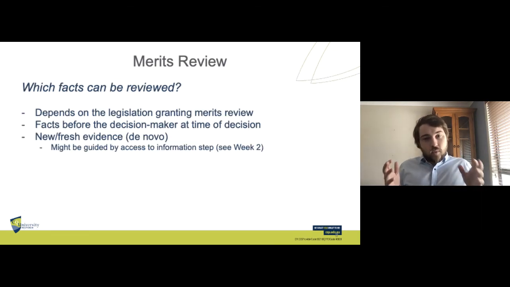So which facts can be reviewed? Because not every single fact is open for discussion and debate. And really, it's hard to give an all-encompassing answer because, like I said, merits review takes its authority from particular pieces of legislation. And so it will depend on the particular piece of legislation which facts are open to review and which facts can be used in a merits review.